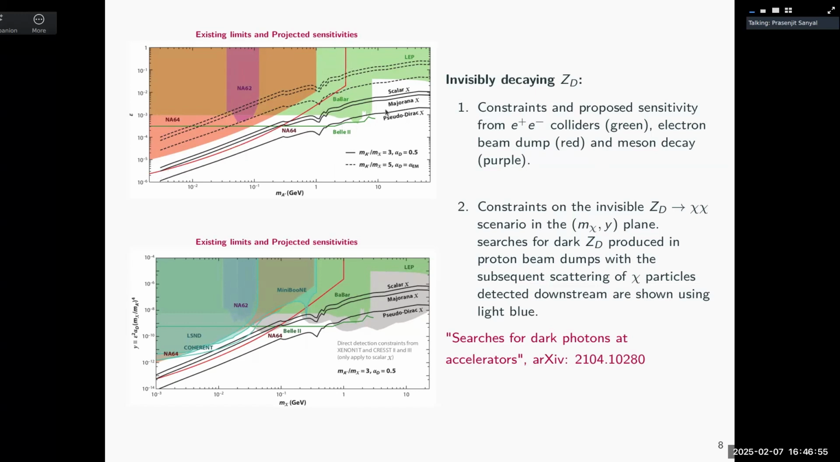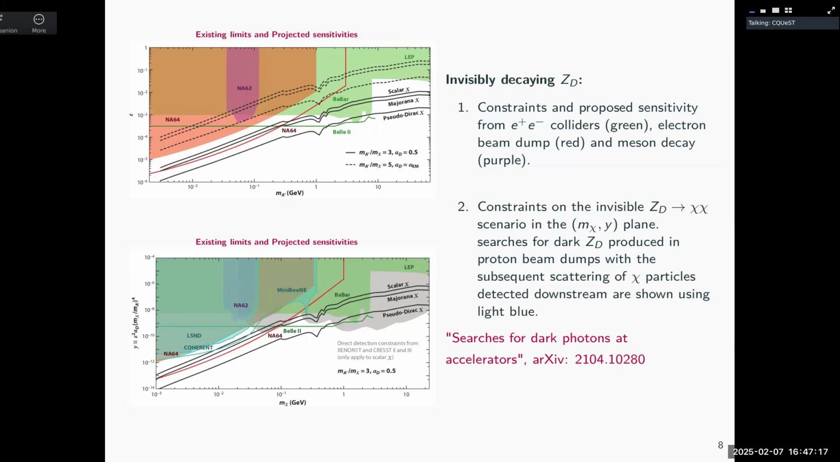And these are the thermal targets for the scalar and Majorana and pseudo-Dirac dark matters, with alpha D given like this, and the mass ratio is given like this. So we can see that the current experiments have already excluded a large portion of the thermal targets.